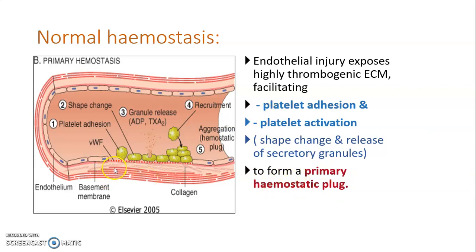So following injury, first there is vasoconstriction. After that, the endothelial injury will expose the collagen extracellular matrix that will facilitate the platelet adhesion and platelet activation in the form of shape change and release of secretory granules. Then recruitment and aggregation, forming the hemostatic plug.